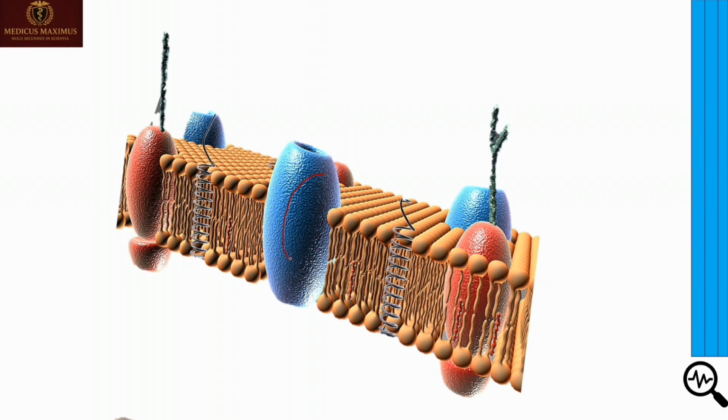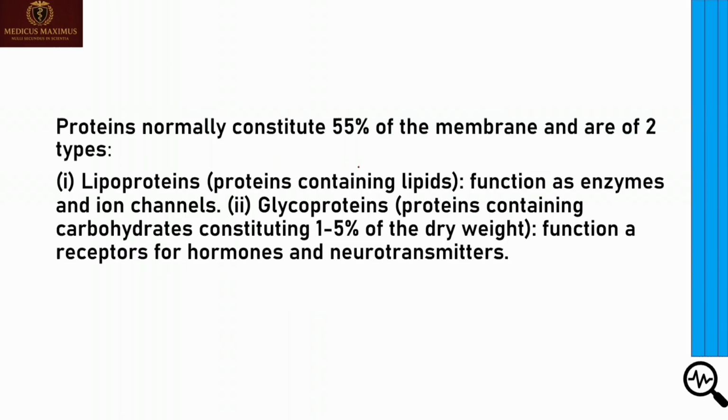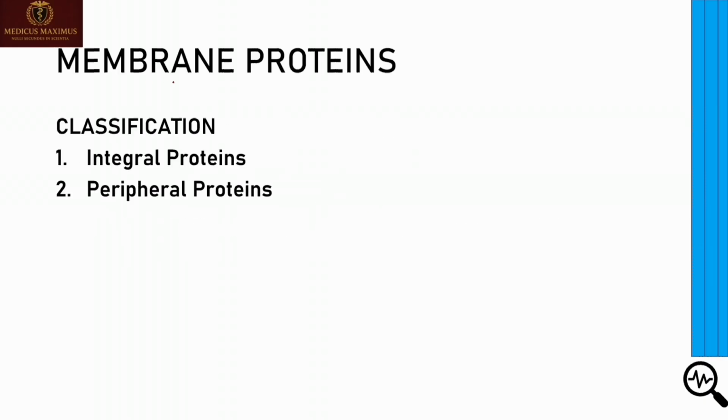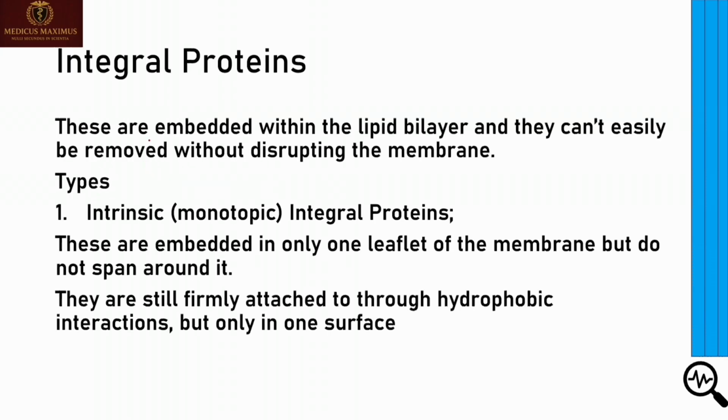Proteins, as shown in this image, make up more than half the membrane's mass, and they're the real workers here. They're of two types, lipoproteins and glycoproteins, based on position and attachment. They are divided into integral and peripheral proteins. Integral proteins are embedded within the lipid bilayer, tightly held by hydrophobic interactions. Removing them usually destroys the membrane. There are two main types.